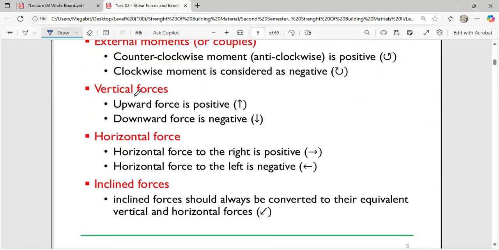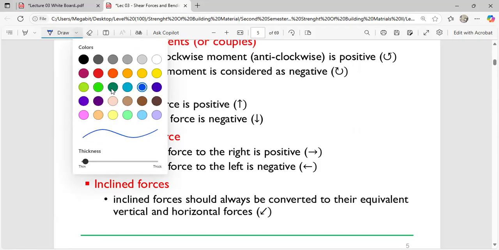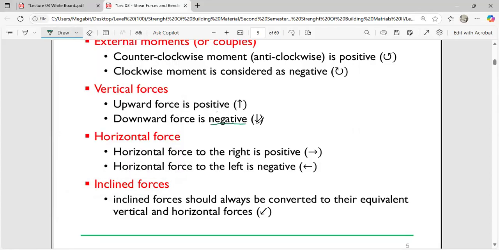Vertical forces. Vertical forces may either be upward forces or downward forces. If you notice that the force is moving upwards, then it means that it is positive. But in a case whereby it is moving downwards, then it means it is negative, as it has been represented over here. Horizontal forces moving to the right are positive, and horizontal forces moving to the left are negative.